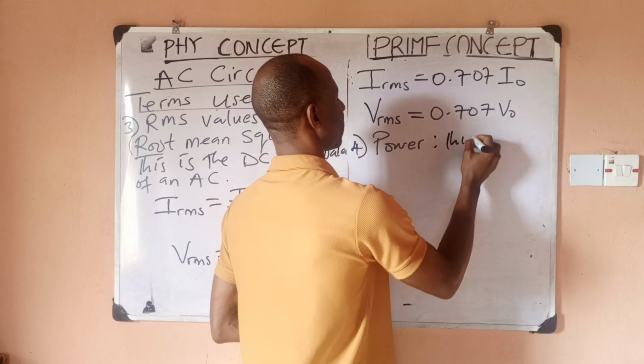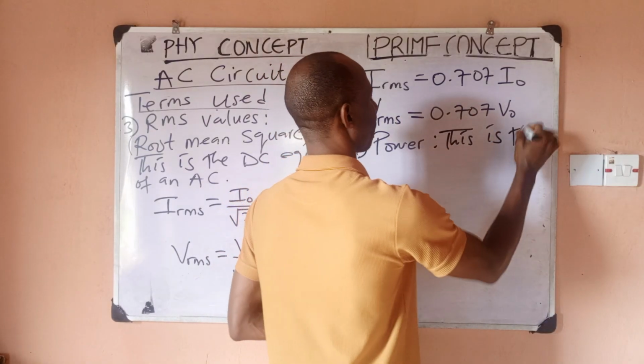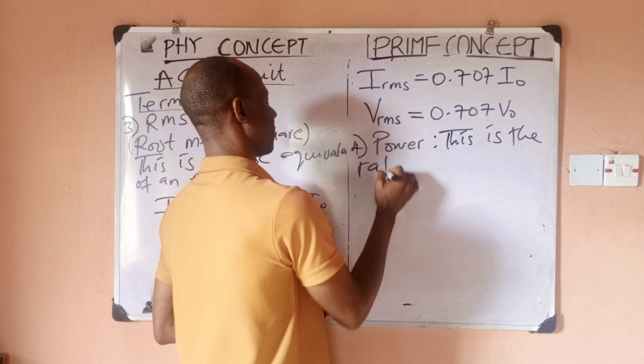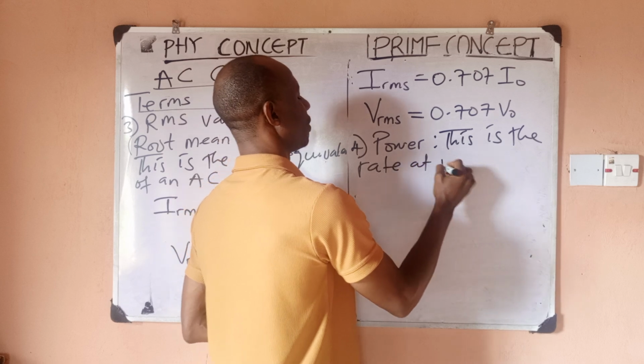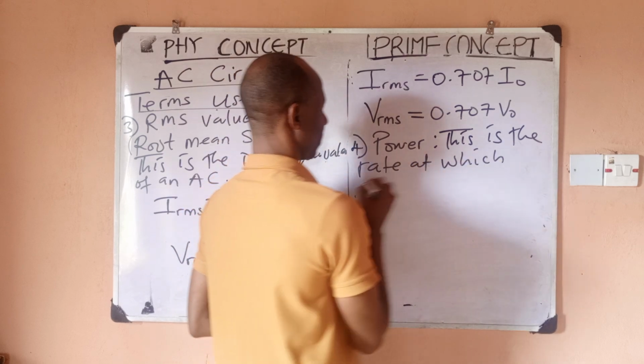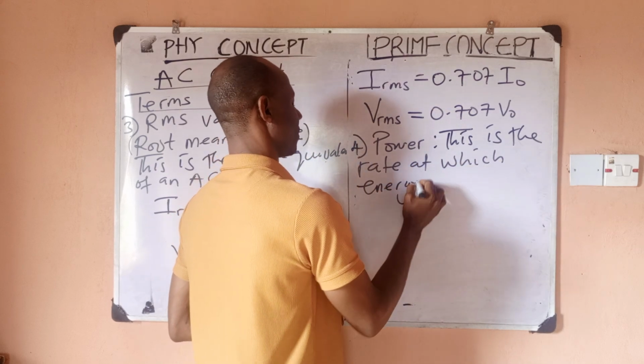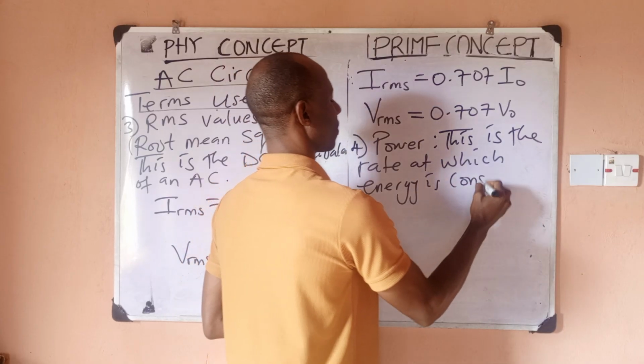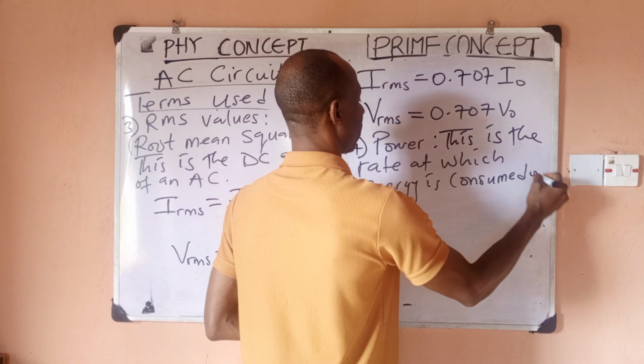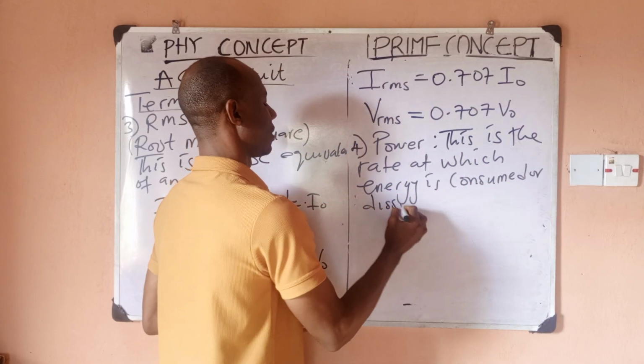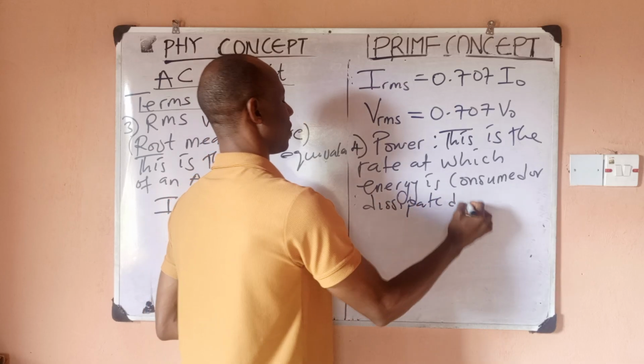So this is the rate at which energy is consumed or dissipated. So that is power.